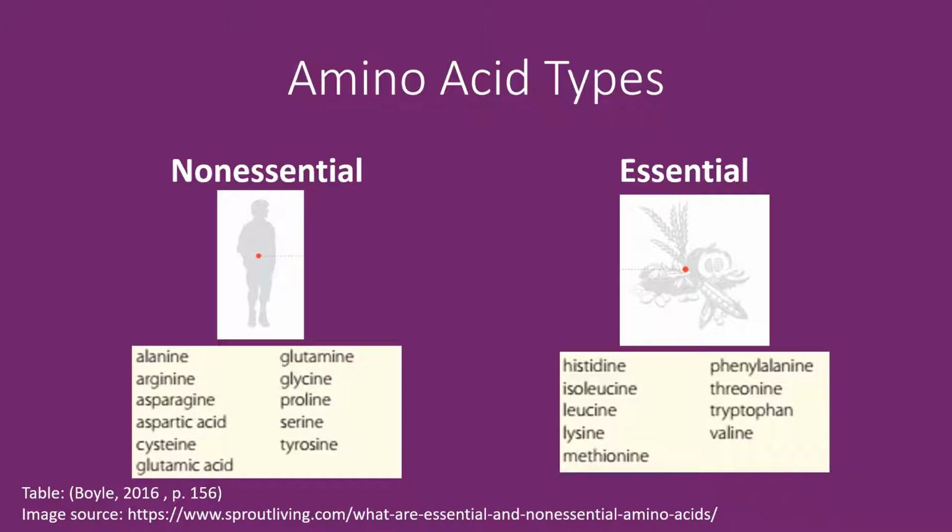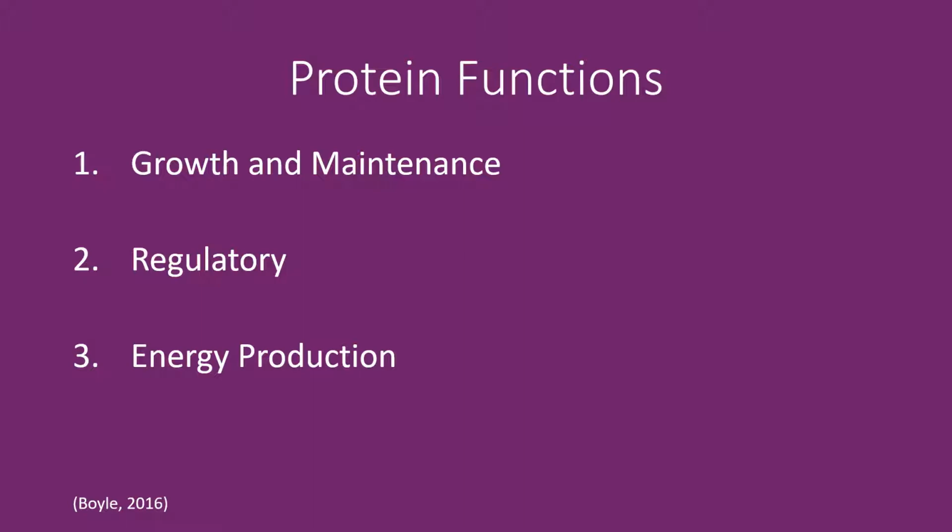Amino acids are classified as non-essential or essential. Non-essential amino acids are those the body can produce when it has the necessary amounts of nitrogen, carbohydrates, and fats. Essential amino acids are those that the body cannot produce and must be obtained through food. Proteins serve three main functions: growth and maintenance, regulatory, and energy production.